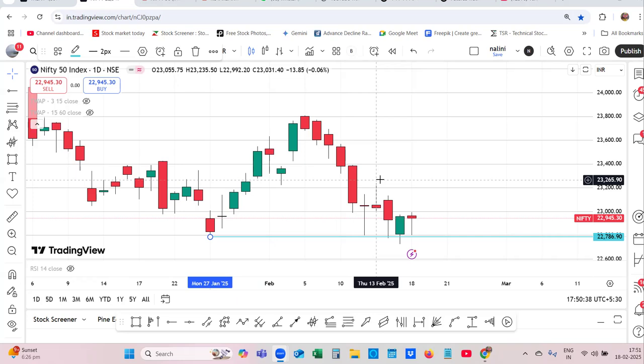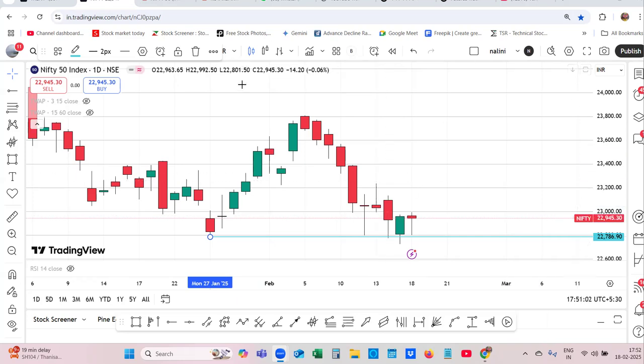You can trade this strategy on any instrument. Name it. It may be equity, it may be futures, it may be options. What are the steps for this strategy? Step 1: Mark the key levels on the daily chart.